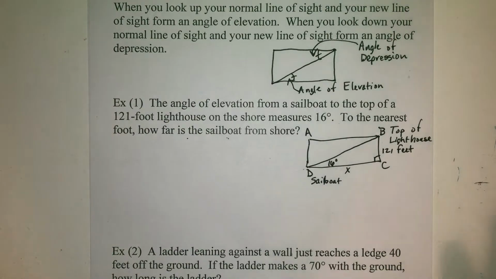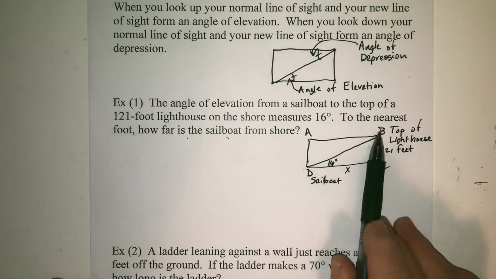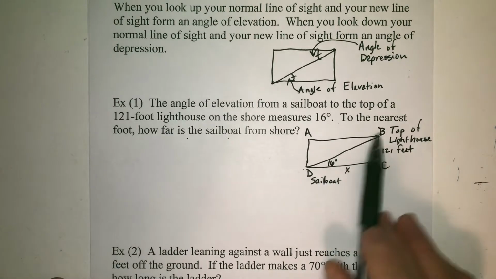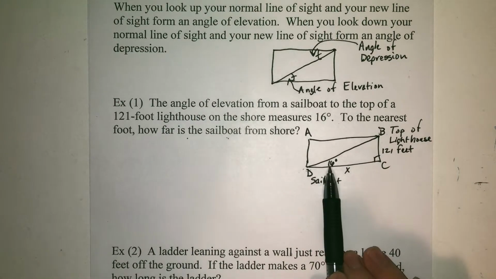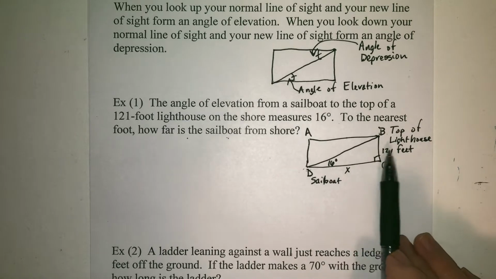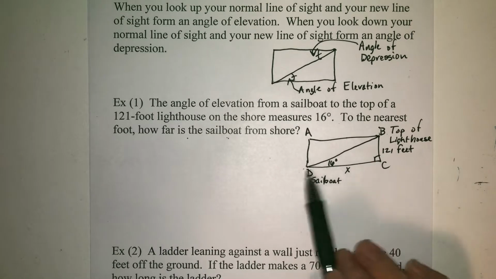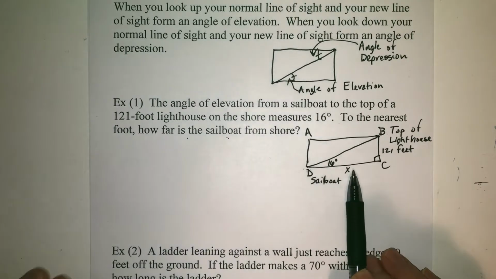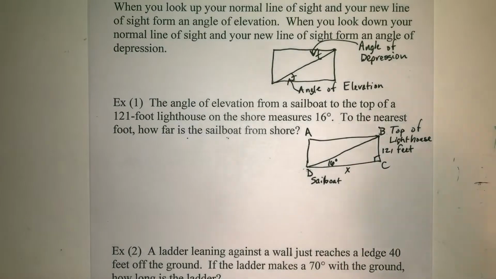When I look at that, here's my acute angle in right triangle DBC. I notice that I know the side length opposite, and I'm looking for the adjacent. So I need to ask which trig function deals with opposite and adjacent. Well, it's not sine because that has hypotenuse. It's not cosine because that has hypotenuse. So it has to be the tangent.